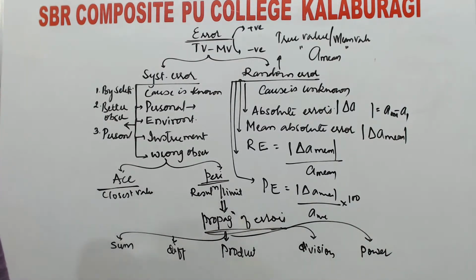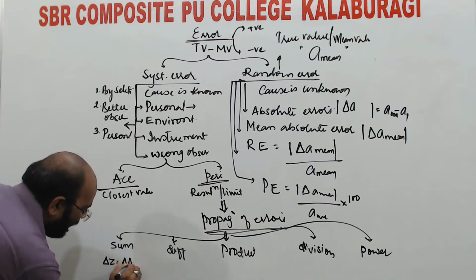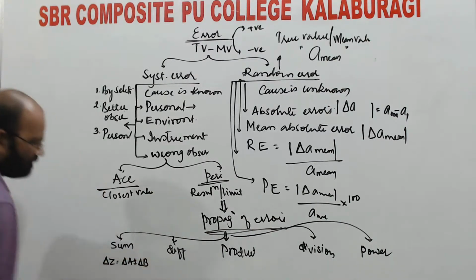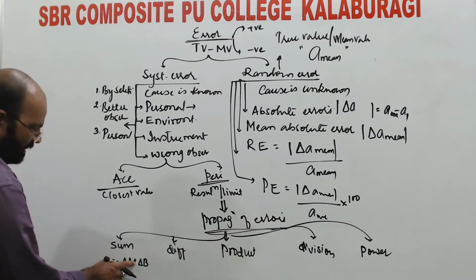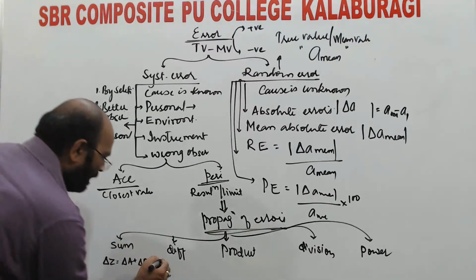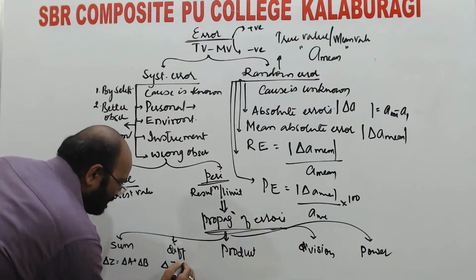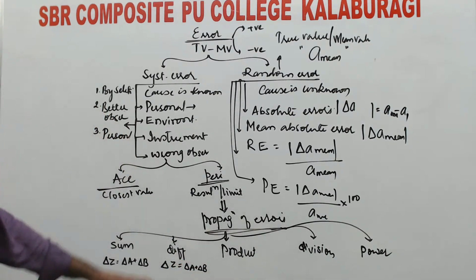And what formulas did we apply here? The error in sum is given as delta Z equals delta A plus or minus delta B. This is for the error in sum. Directly we write that the error in sum is delta Z equals delta A plus delta B. And in difference, what did you write? Delta Z equals, again the same result, delta A plus delta B. That is the error in difference.